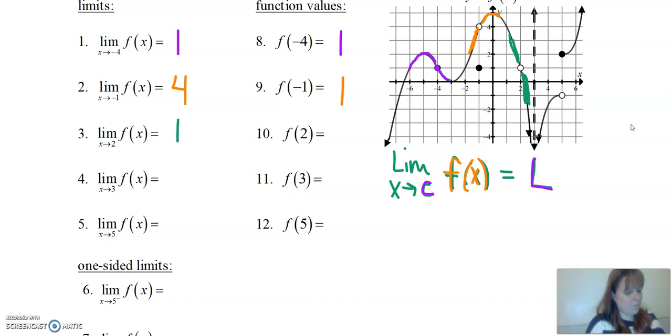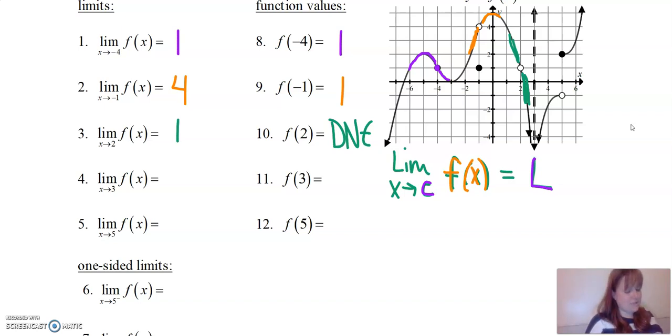They're actually approaching 1. And then what is the function value at 2? Well, there actually isn't a function value. There's nothing defined there. There's no solid dots, so it does not exist. The function just doesn't happen at x equals 2.